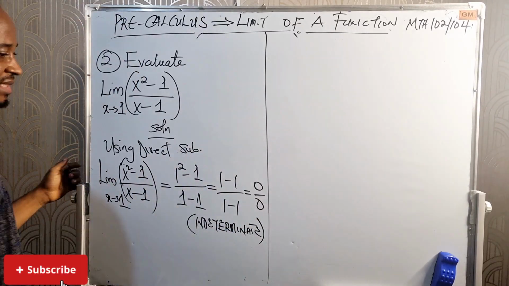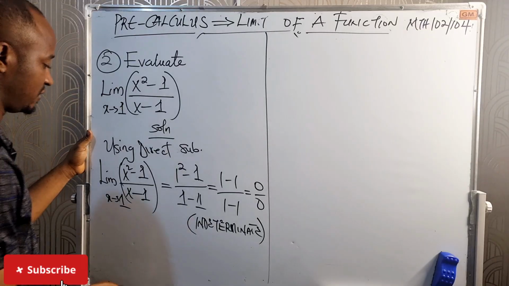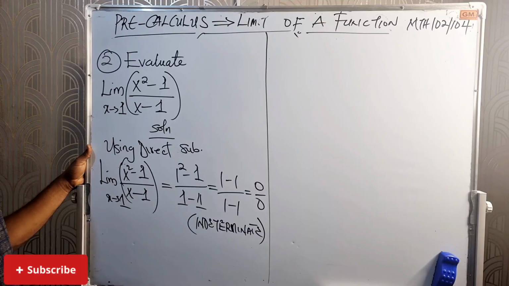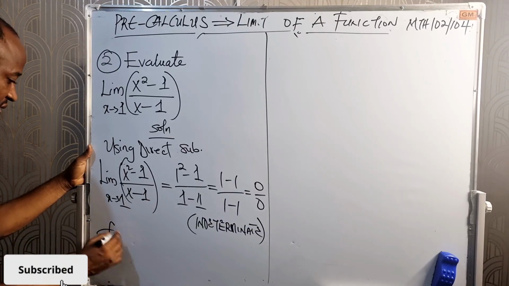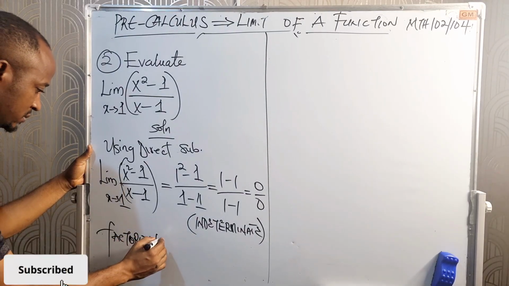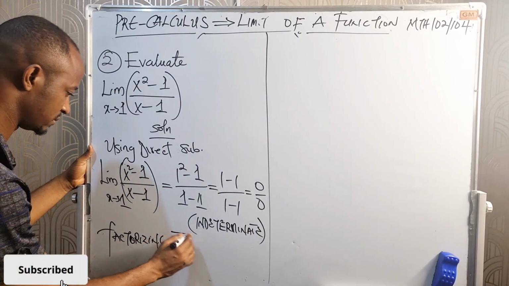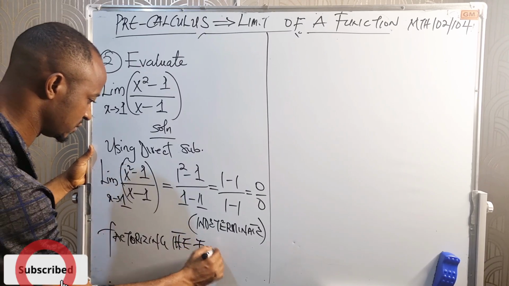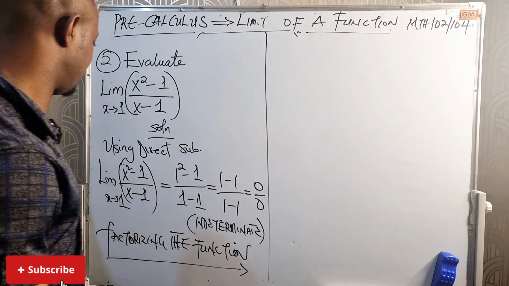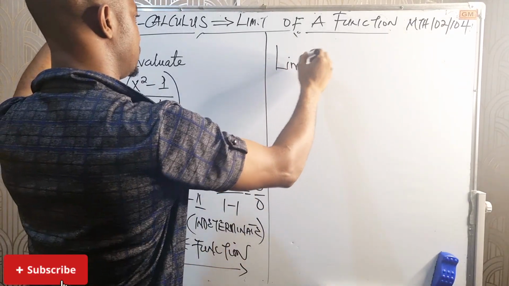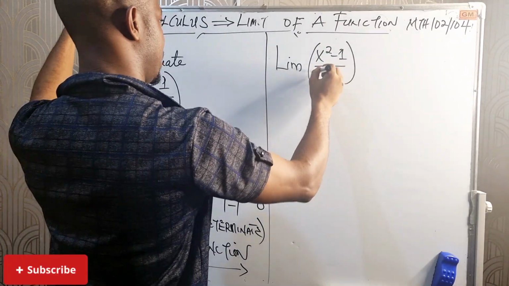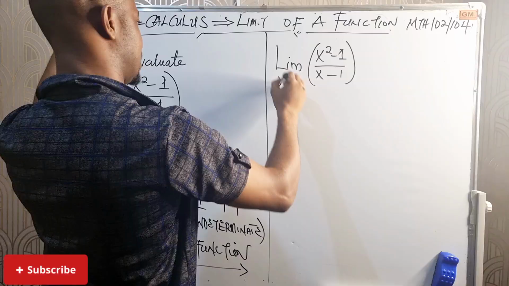Since I have an undefined or indeterminate form, we have to apply the second method, which is called the factorization method. So we factorize this, right? Factorizing the function. Let's factorize the function and see. That will give us the limit of x squared minus 1 divided by x minus 1 as x approaches 1.